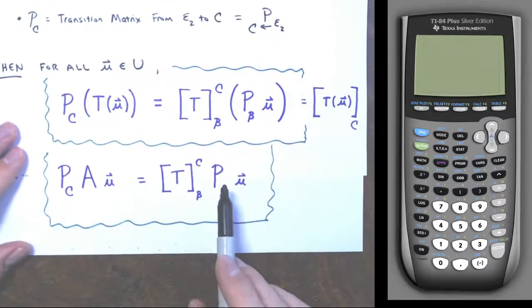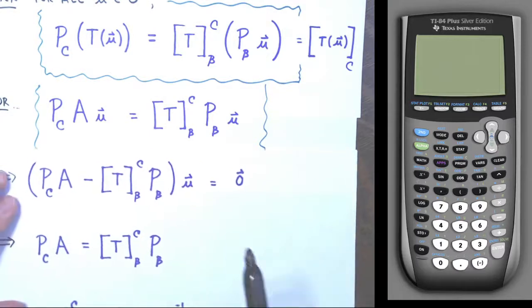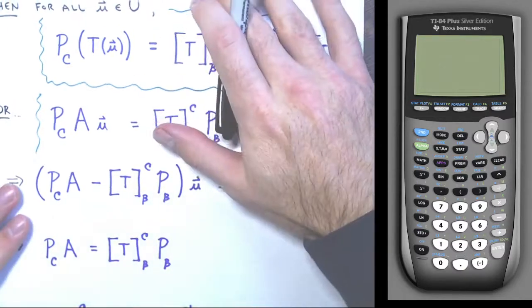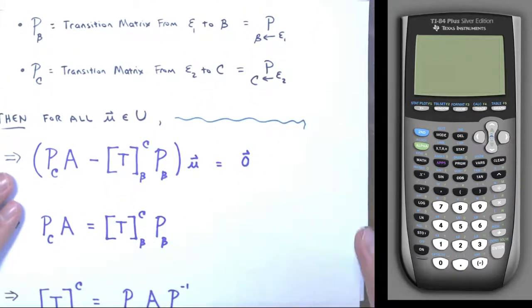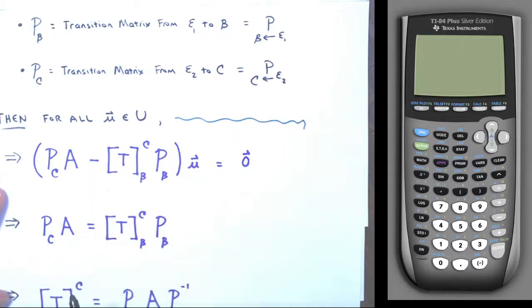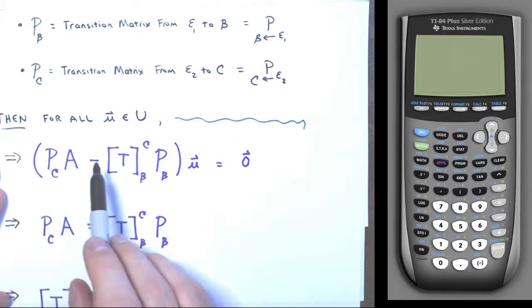From this statement I can do a little manipulation. If I subtract the right side from the left side and then factor out the U, remember matrix multiplication is distributive over matrix addition, and U is on the right side of both of these, I could factor out U on the right, and I'd be left with the zero vector on the right side now. And on the left, after factoring U out, I see P sub C times A minus T sub BC times P sub B, times U, will be equal to the zero vector. Now remember, this statement has to be true for every vector in the domain. So the only matrix for which every vector times that matrix will be the zero vector is the zero matrix itself.